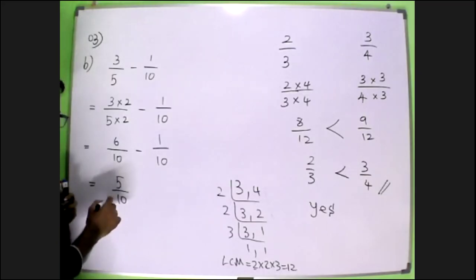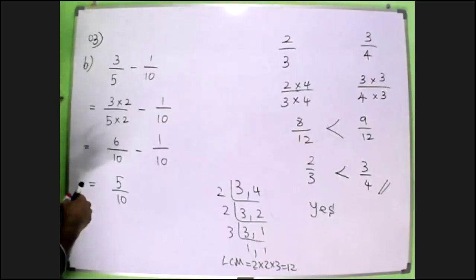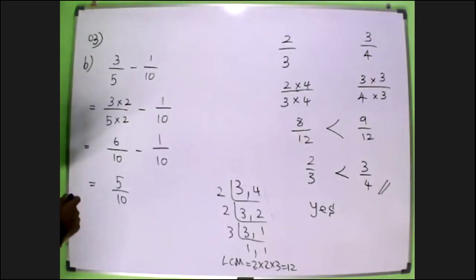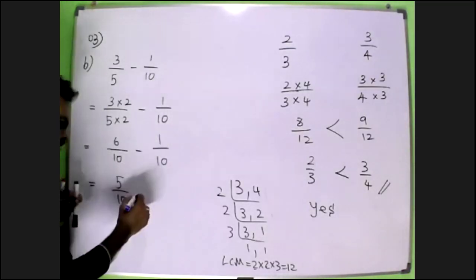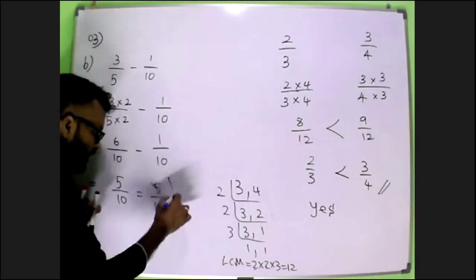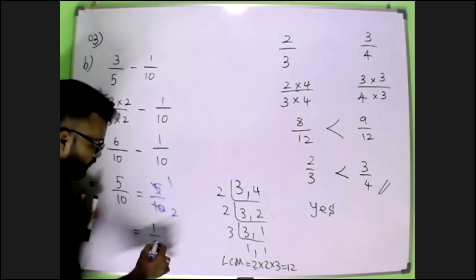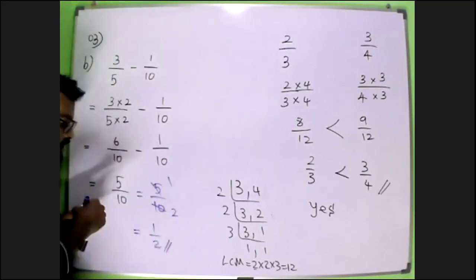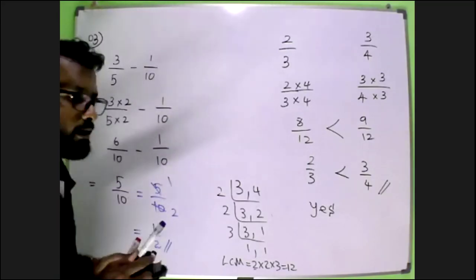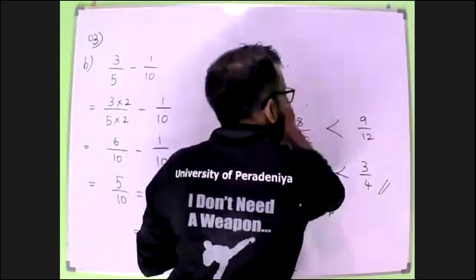So this is not the final answer. 5 upon 10 can be further simplified. You can divide. How do you simplify? 5 times 1, 5 times 2. So the final answer will be 1 upon 2. This is half. Very easy. Let's move to Part B, the second one.